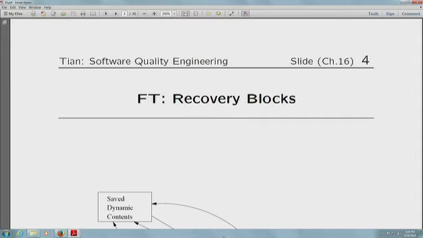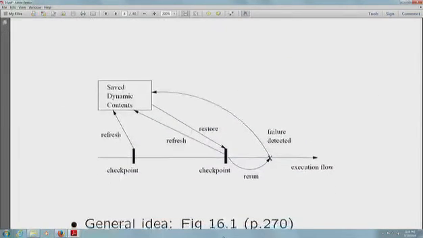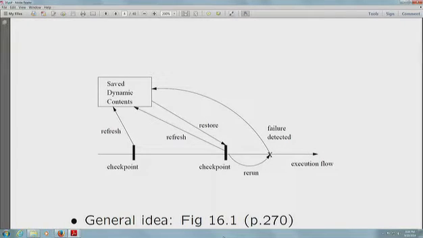With recovery blocks like this, you will allow extra execution time. You need to have the overhead of periodically establishing checkpoints, and you also need the luxury of being able to do the re-execution. So you need spare capacity, and you also have to incur some overhead to do the checkpoints. If you do checkpoints too often, you spend too much of your resources on checkpointing. That's probably not worthwhile.